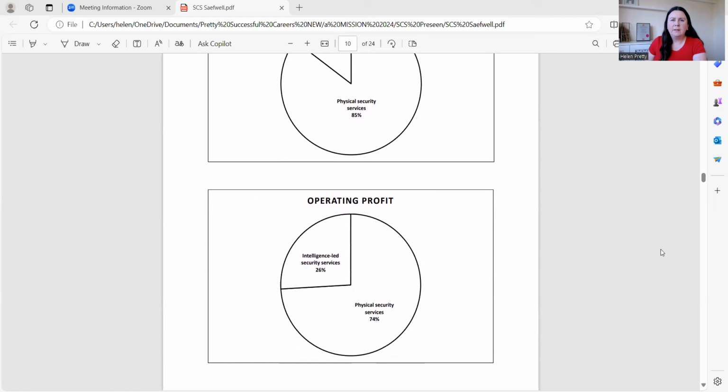And the second graph is around our operating profit. So as at 31st of December, 2023, our operating profit split was 74% physical security services and 26% of our operating profit came from intelligence-led security services.